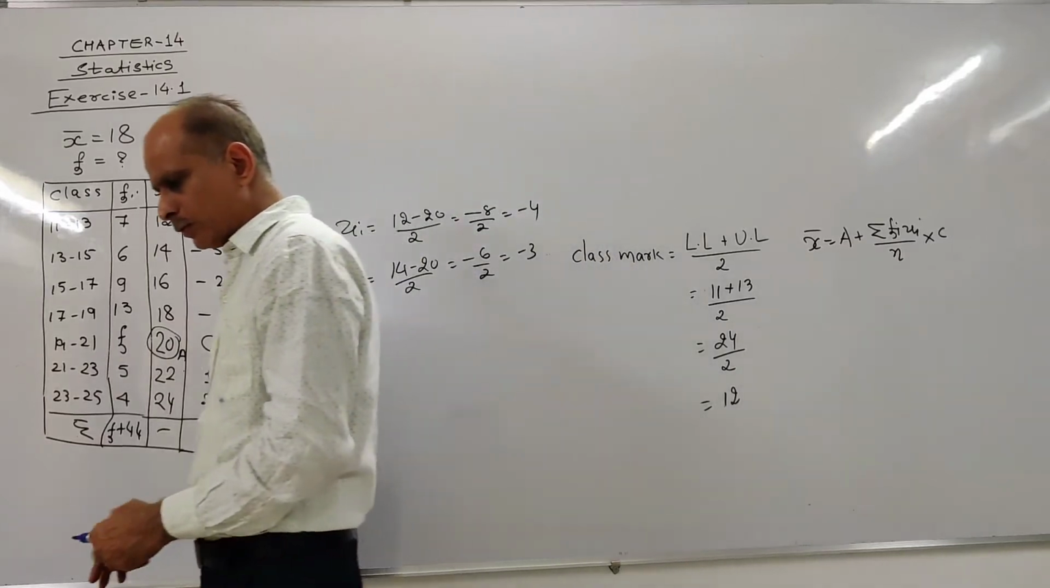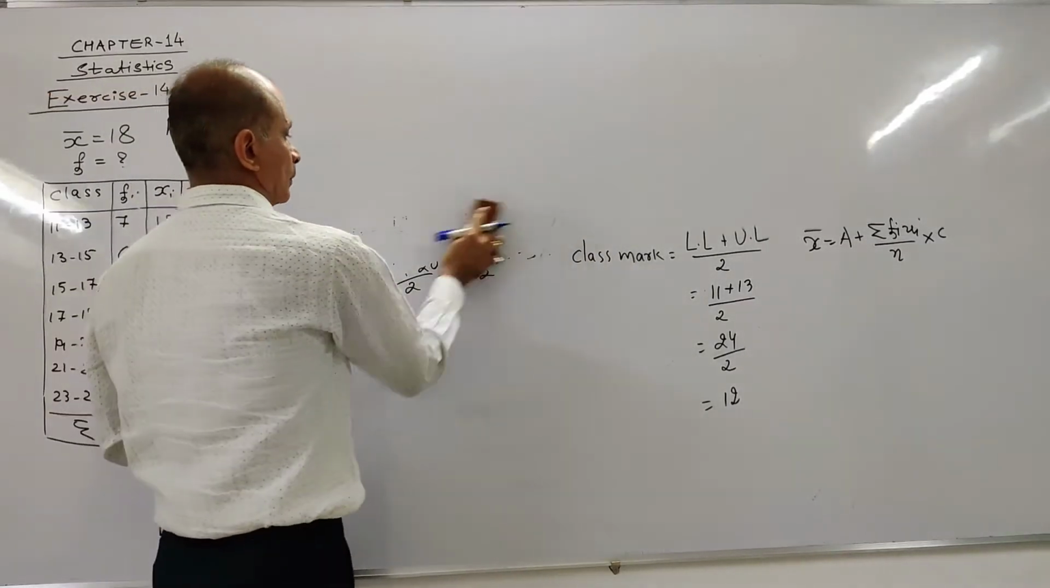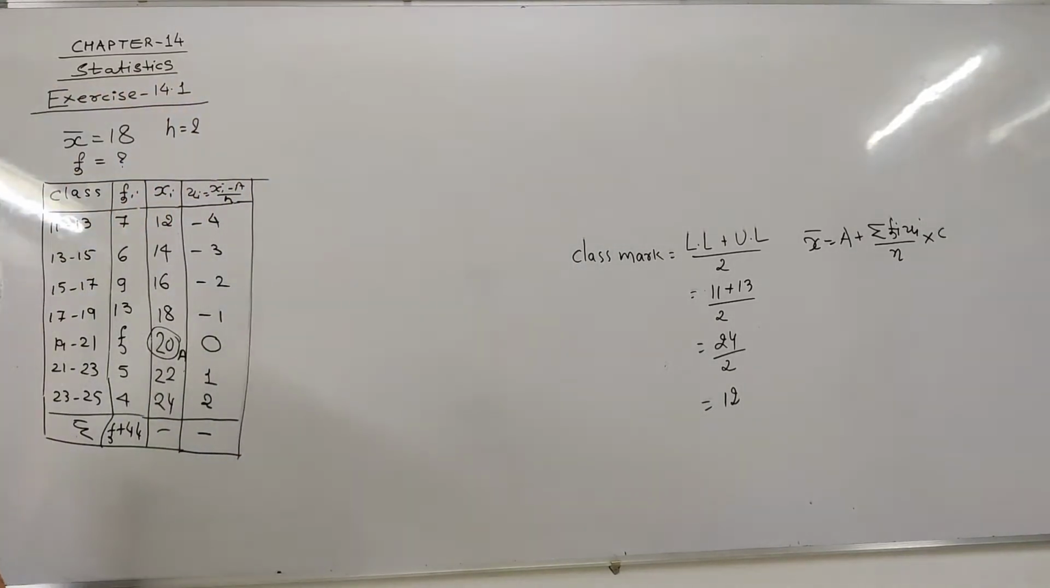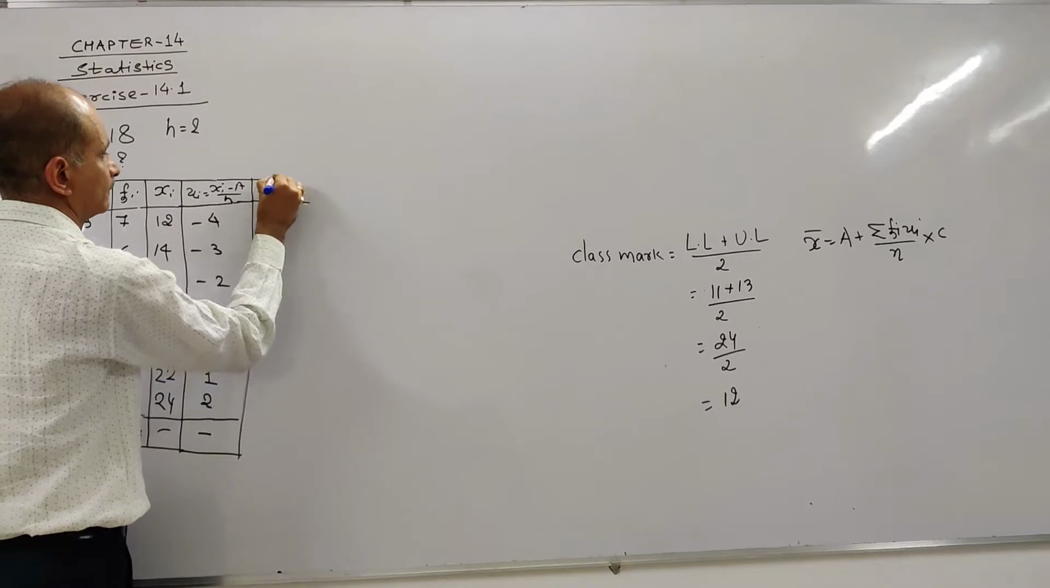By this way you can write the value of Ui. The Ui against A is 0. In downward it is 1 and 2. In upward it is minus 1, minus 2, minus 3 and minus 4. Now the next column is FiUi. That is your last column.